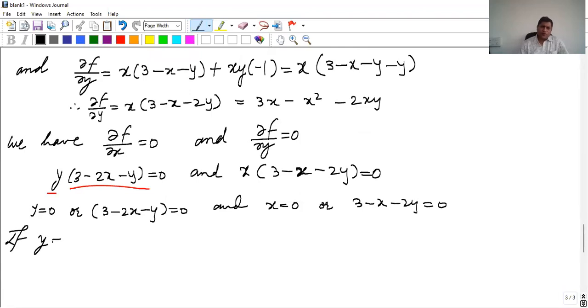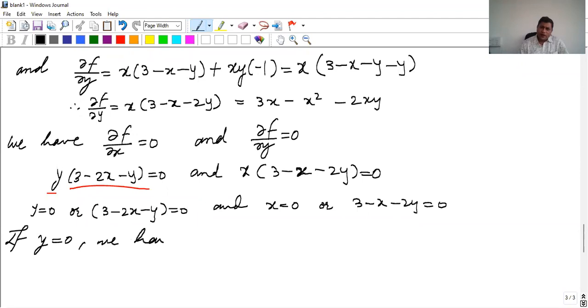If y is equal to 0, what will you get? Put this value of y is equal to 0 in this equation, right? Because when we consider this value, we have to use it in the other equation. So if y is equal to 0, what will you get?